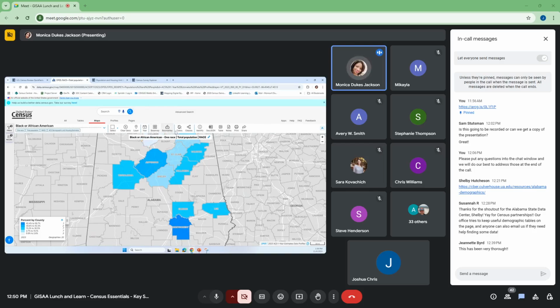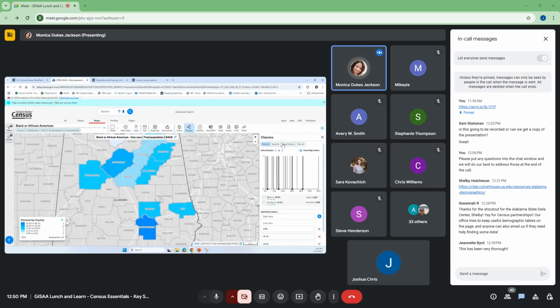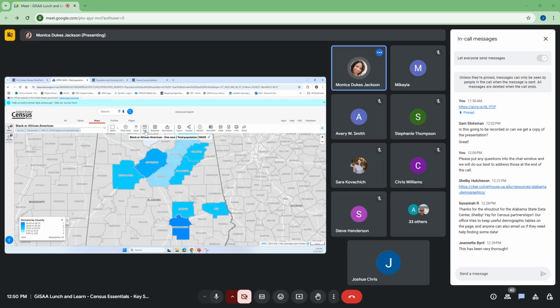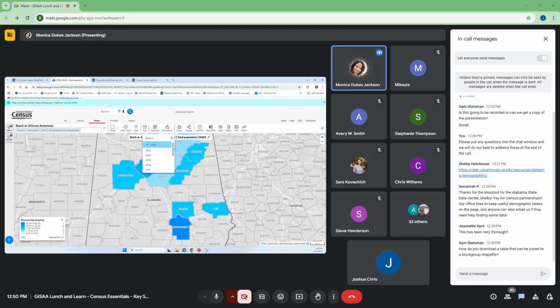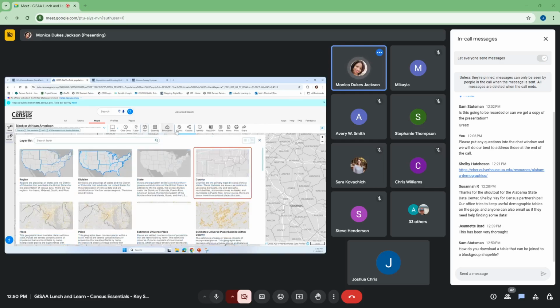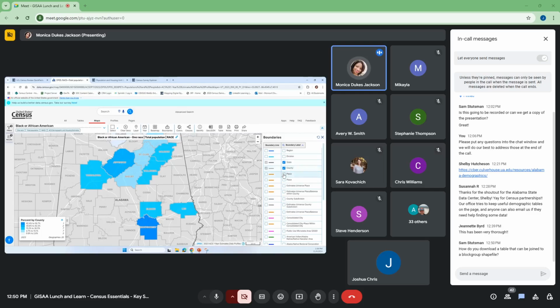There's a lot of functionality here that I can't go through all of, because I know I'm getting close to my time and I wanted to leave time for a few questions. But you can again change the colors. You can change the classes, so if you didn't like these ranges, you can change those here. If you wanted to look at a different year, because right now we're looking at the latest data, which is 2023, you can do that by just changing the year here. And you can add various layers to the map or different boundaries. We call cities place, so if you wanted to add city names in the map, you can do that as well.